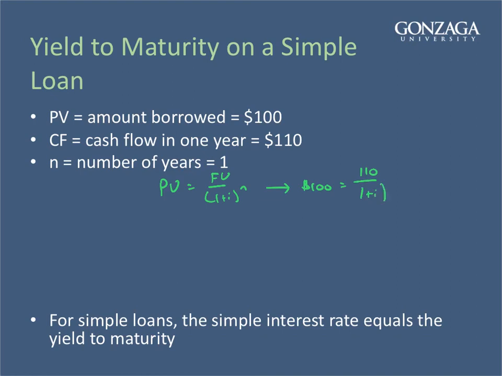1 plus i raised to the 1. So obviously we're solving for the i. So we're going to rewrite this as 1 plus i equals 110 divided by 100, right? And then that's going to give us 1 plus i equals 1.10. i equals 0.10, or 10%. So the yield to maturity on a financial instrument that costs you $100 and will deliver $110 out 1 year is 10%. For simple loans, these are going to be essentially the interest rate. It's the exact same thing. A simple interest rate equals the yield to maturity.